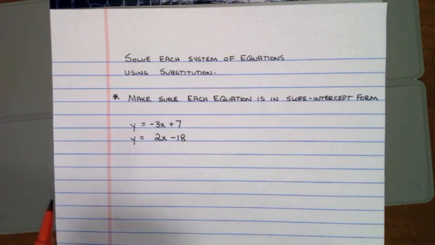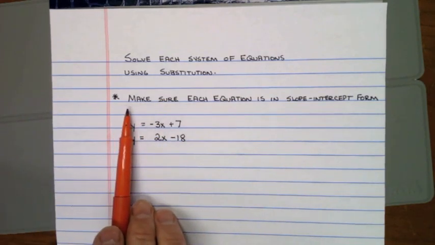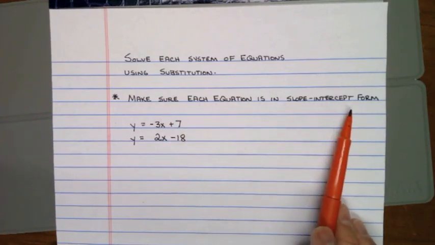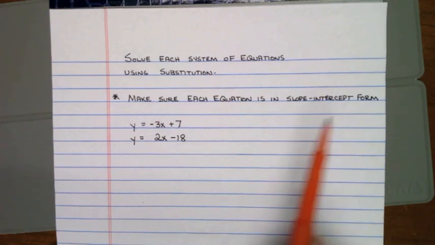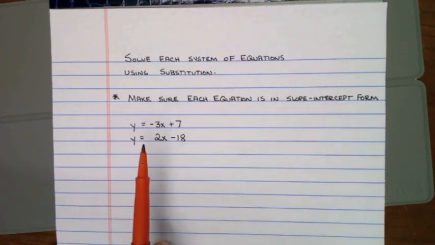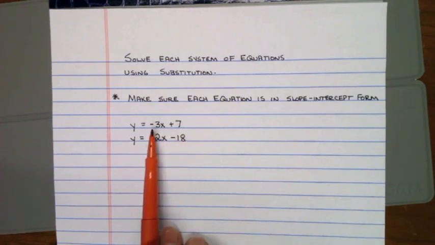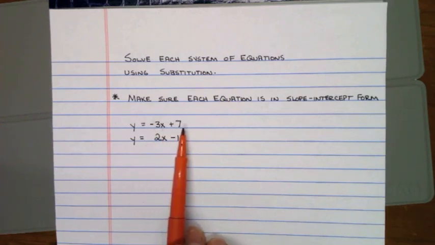When you use substitution, I'm going to make sure that each one of these equations is in slope-intercept form. And we've gone over what slope-intercept form is. It has to start off with y is equal to, then there needs to be a number in front of the x, which is the slope, and the y-intercept here on the end.